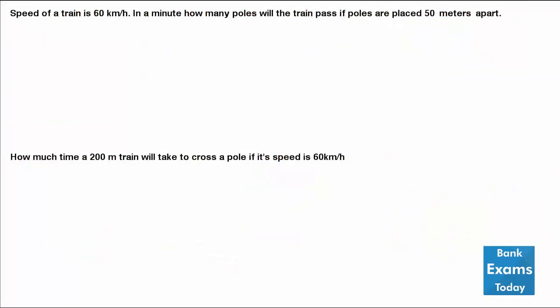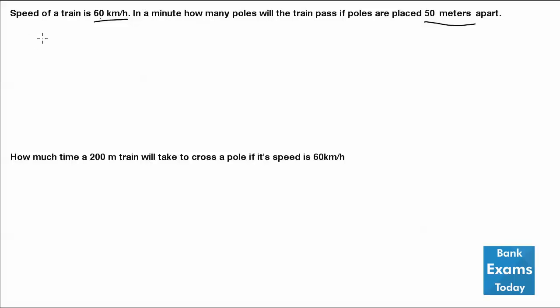Speed of a train is 60 km per hour. In a minute, how many poles will the train pass if the poles are placed 50 meters apart? So first of all, what is the speed of train? That is 60 km per hour. While the poles are 50 meters apart, we need to convert the speed into meters per second.